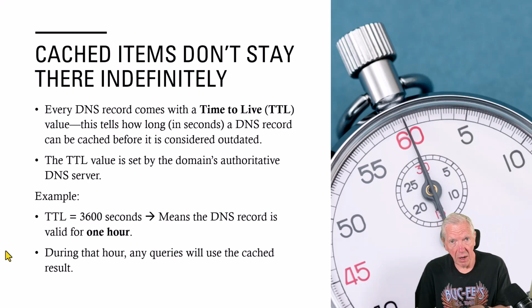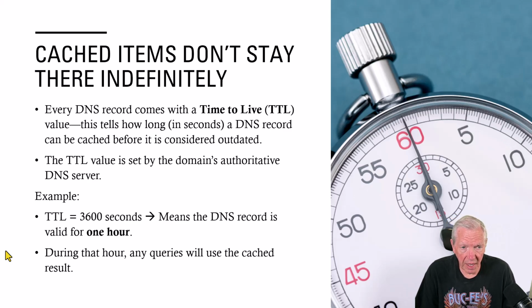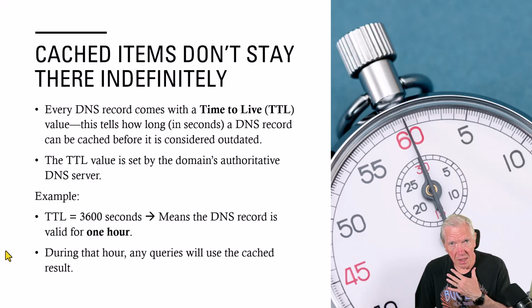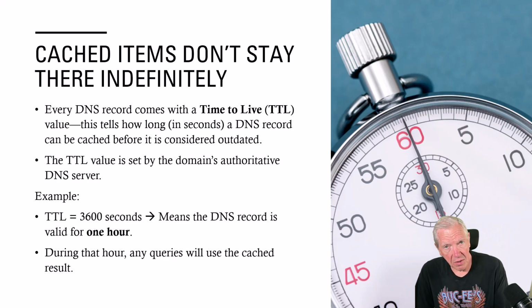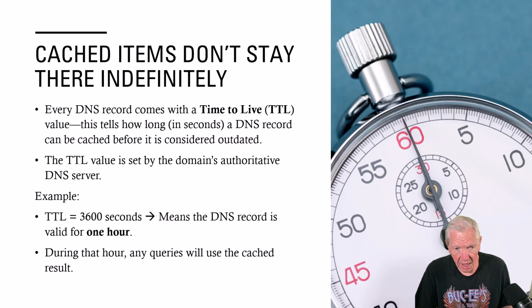Every DNS record comes with what's called a TTL, a time to live, and this value tells how long in seconds a DNS record can be cached before it is considered outdated. The TTL value is set by the domain's authoritative DNS server. Now think about what that's saying. Who is it that sets the TTL? Well, in the case of Google, they would set the authoritative TTL value for whatever it is you're trying to hit. Now here's a couple of examples.